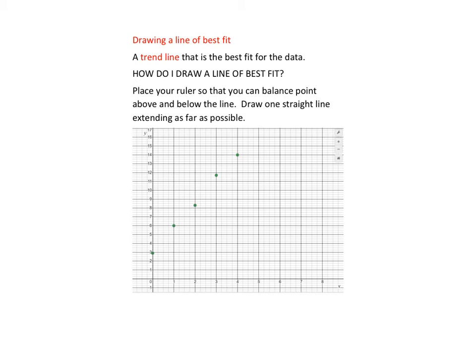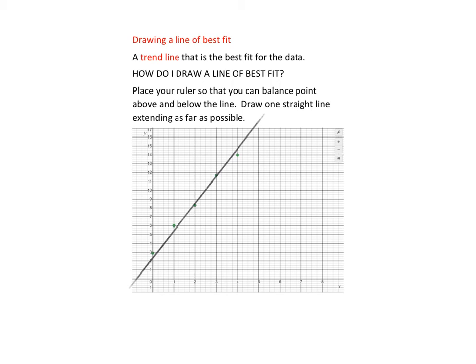So the first thing that you're going to do is take your ruler. A clear ruler works nicely so that you can see if there are points above and below. You're going to position it so that some of your points are above, some are below, and some may be on the line, but they don't necessarily have to be. Then you're going to take your pencil and extend that line on your graph as far as you can when you draw it in.